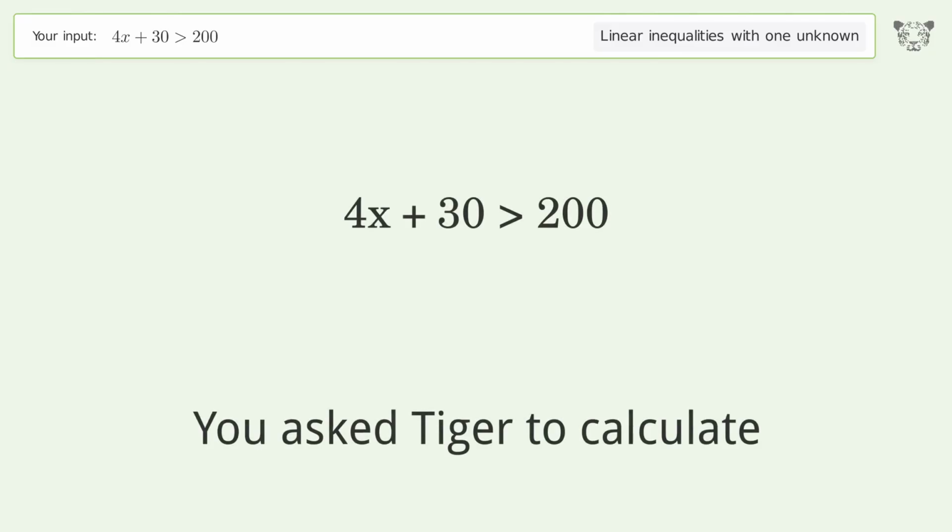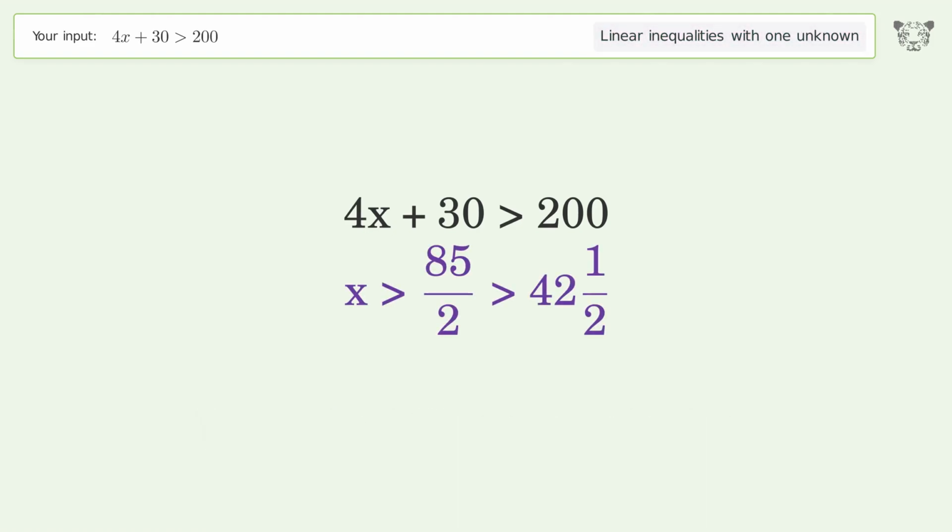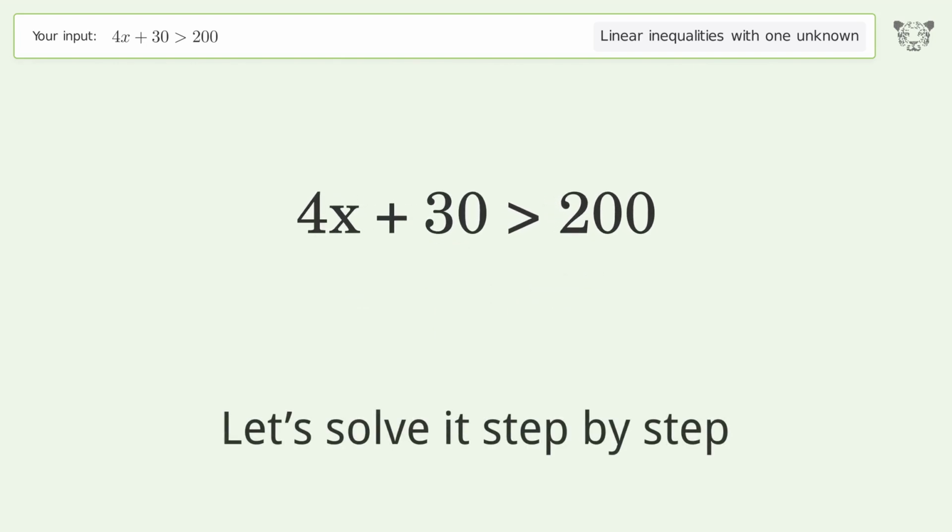You ask Tiger to calculate. This deals with linear inequalities with one unknown. The final result is x greater than 85 over 2 greater than 421 over 2. Let's solve it step by step.